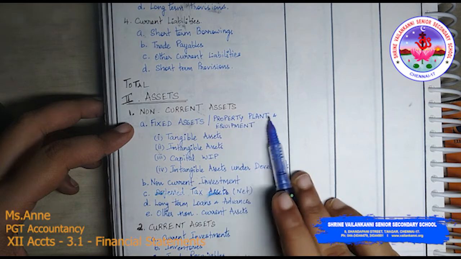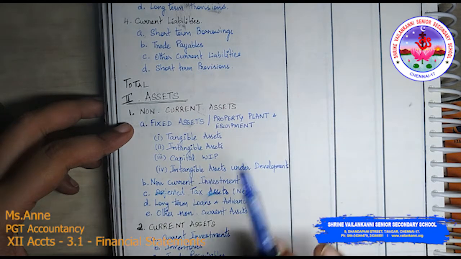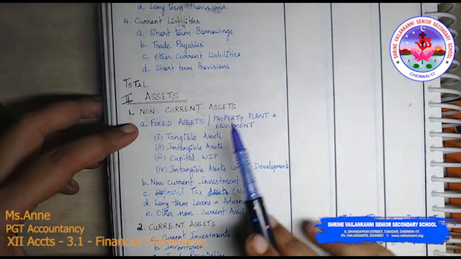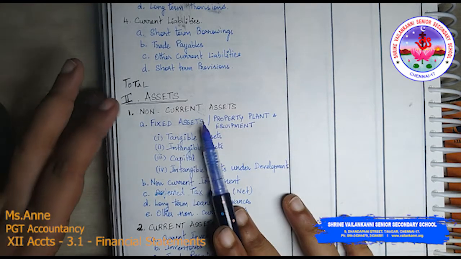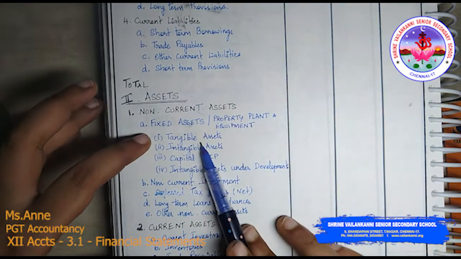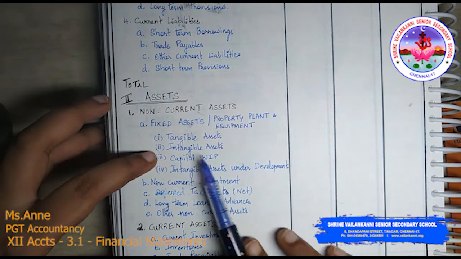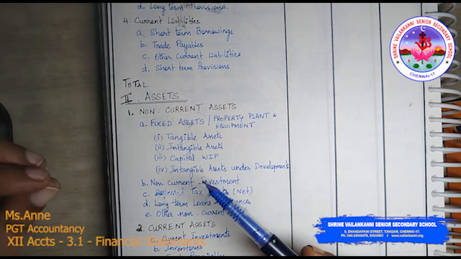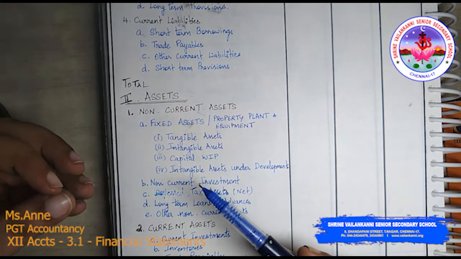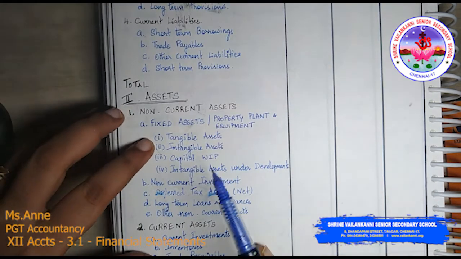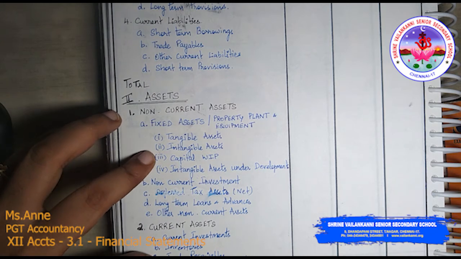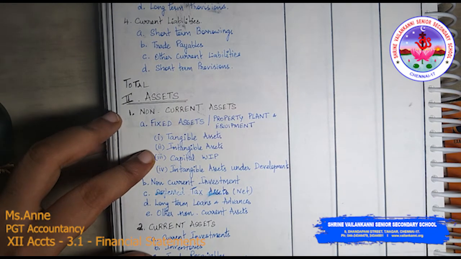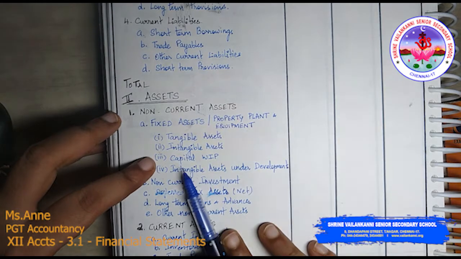Property, plant and equipment is no longer called fixed assets, but at your level we will call it fixed assets. Fixed assets are tangible fixed assets and intangible fixed assets. Tangible fixed assets are your machinery, plant, building, land, all these things. Intangible assets are goodwill, patents, copyright, trademarks, all these things.